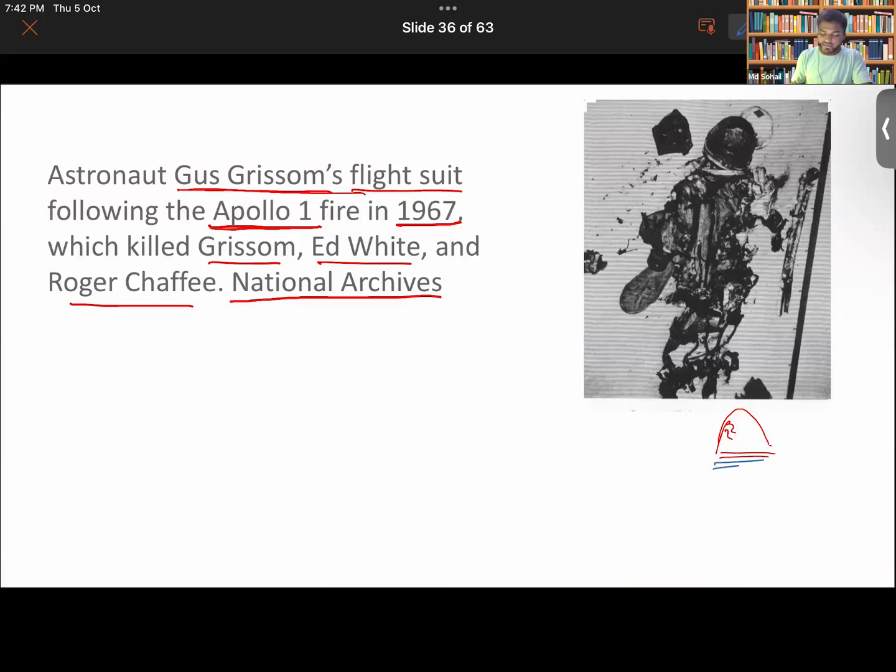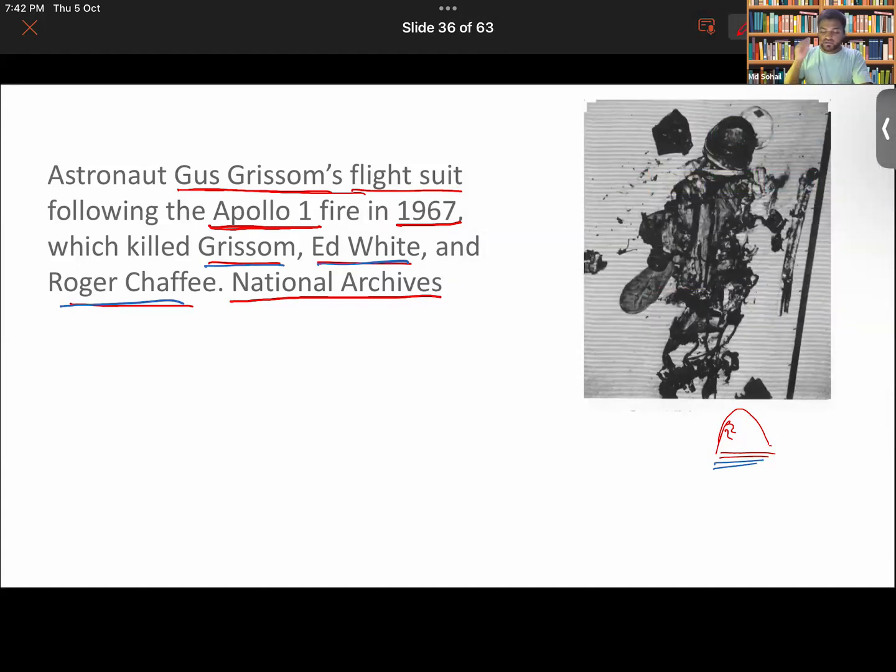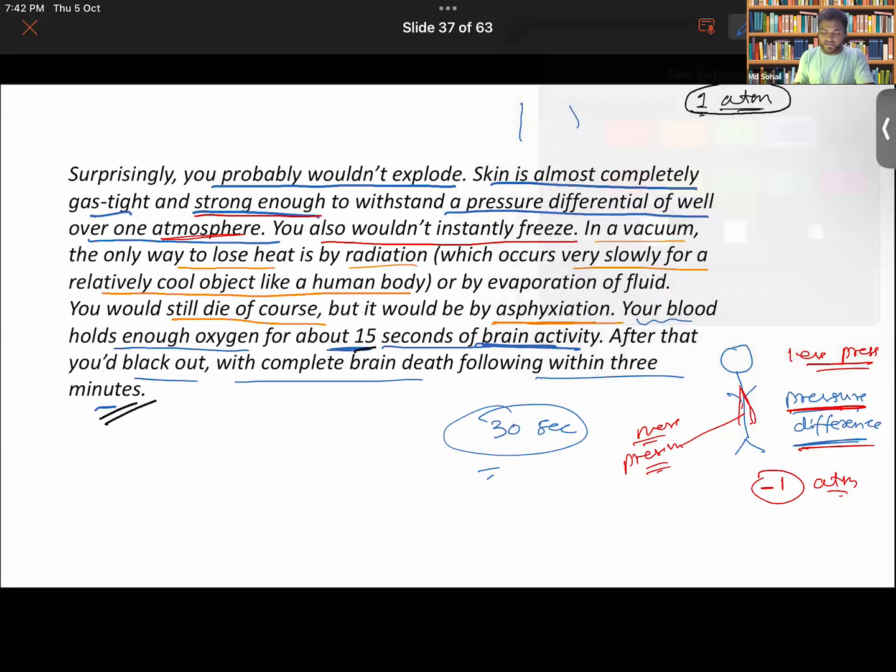And here was the space shoot. Here was the debris left, not the debris, dead remains of the astronauts. Which one? Grissom, Ed White, and Roger Chaffee, from the National Archives. Although this is not important, I just included it here. Okay, so there was a fire in the Apollo 1 mission, due to which the astronauts lost their lives. There were some loose wires due to which a short circuit occurred, right?